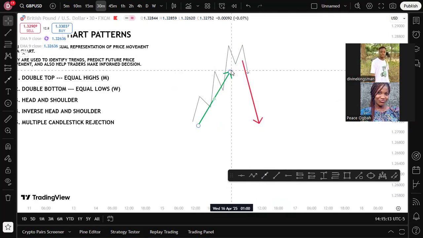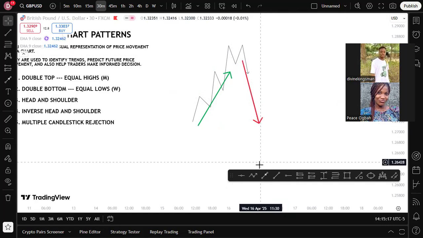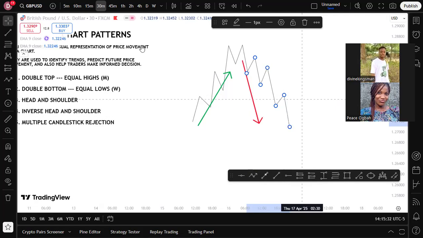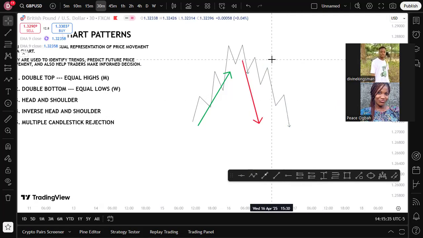Whenever it forms like this, it means that the market is changing from going up to going down, from bullish to bearish. So you may likely see price pull up like this and then start pulling down. You can see it has changed from an uptrend to a downtrend. It was going up, and when this M pattern formed, which is the double top or equal highs, it means that a bearish reversal is about to happen in the market. So this is an example of a double top.